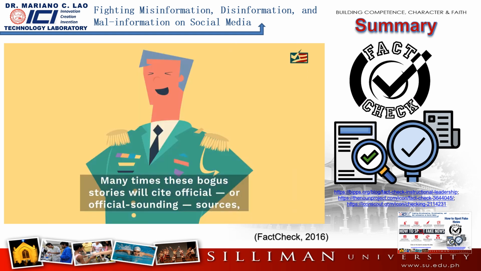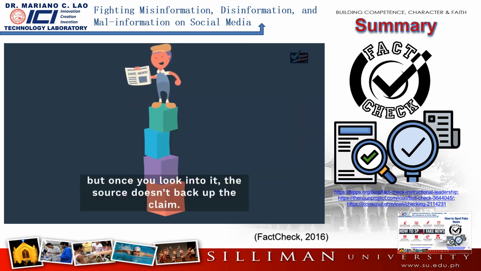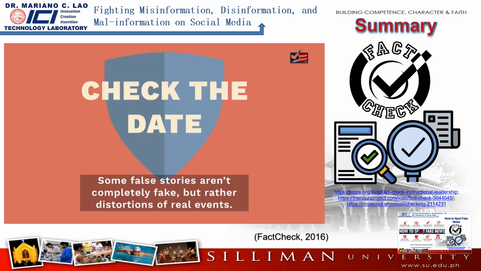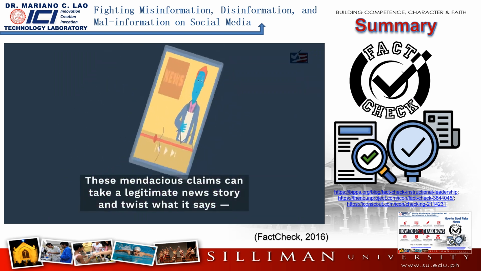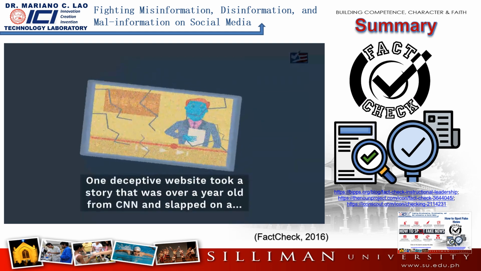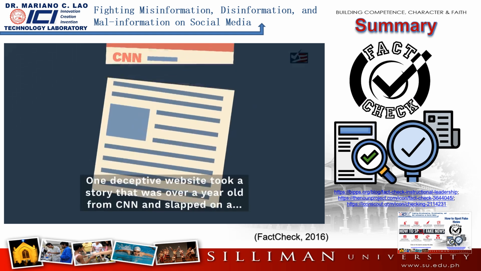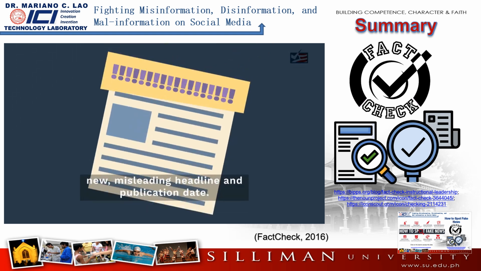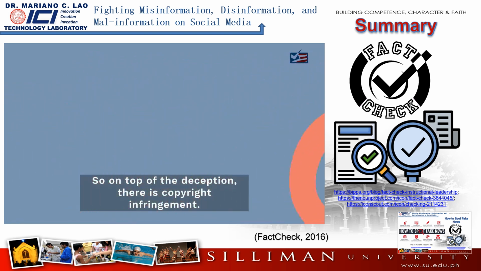Many times these bogus stories will cite official or official-sounding sources, but once you look into it, the source doesn't back up the claim. Some false stories aren't completely fake, but rather distortions of real events. These mendacious claims can take a legitimate news story and twist what it says, or even claim that something that happened long ago is related to current events. One deceptive website took a story that was over a year old from CNN and slapped on a new, misleading headline and publication date. So on top of the deception, there was copyright infringement.